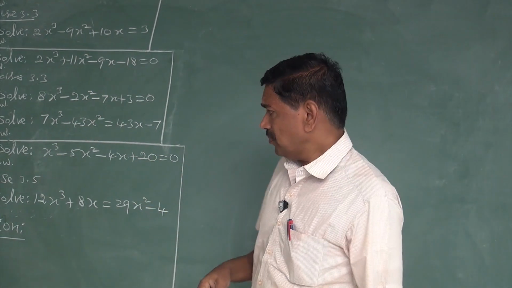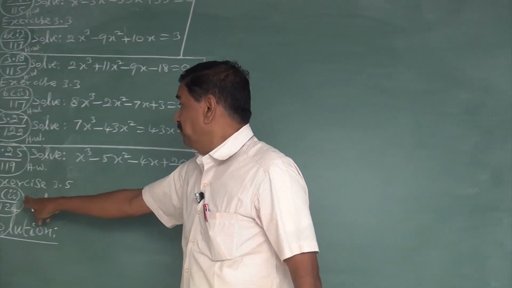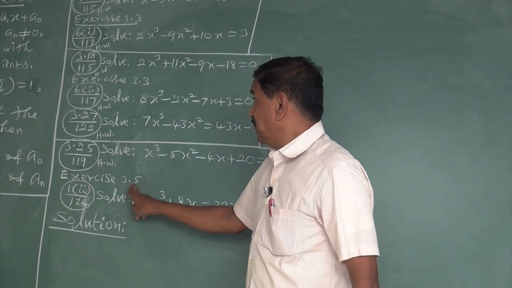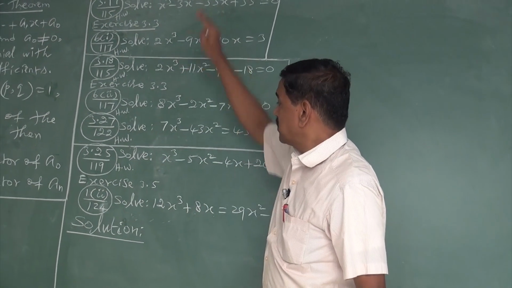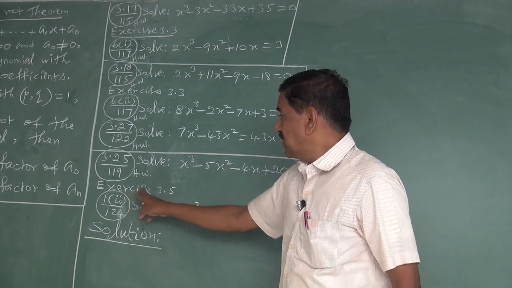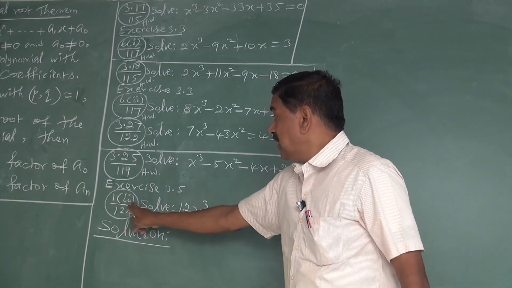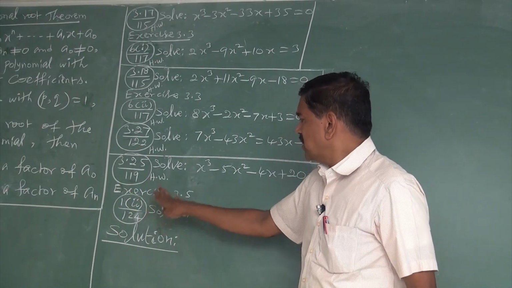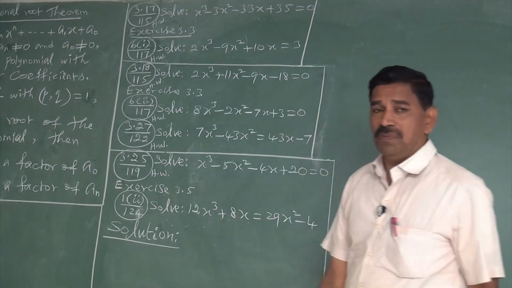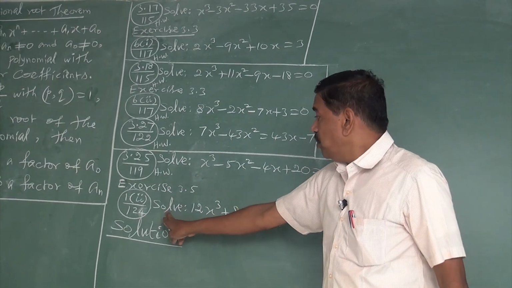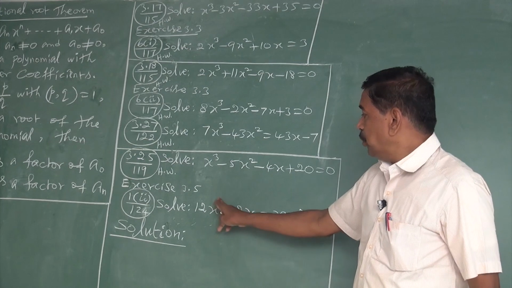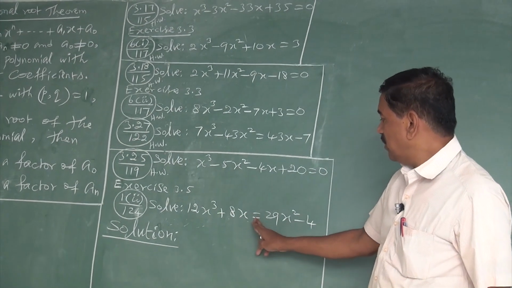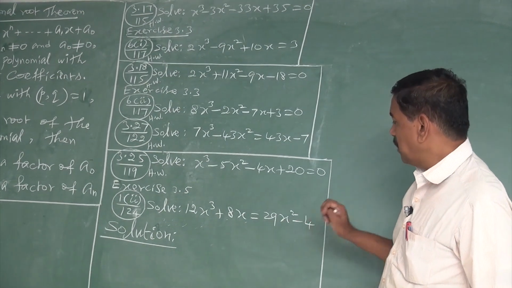Now listen. First listen, which is exercise 3.5. I will explain after the above questions. Now listen to the last one. Exercise 3.5, first topic, second one, page number 124. The question is solve. See, all the questions are just solve. So solve the equation 12x cube minus 29x square plus 8x plus 4 equal to 0.